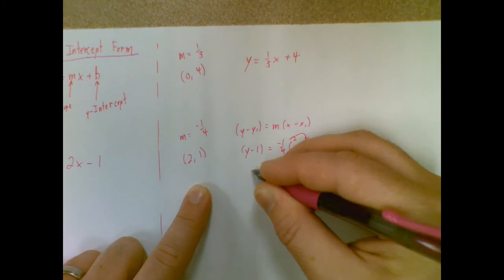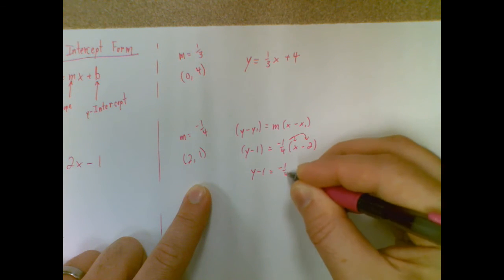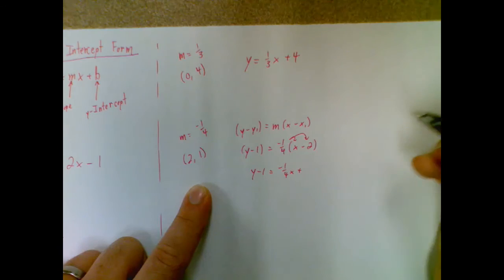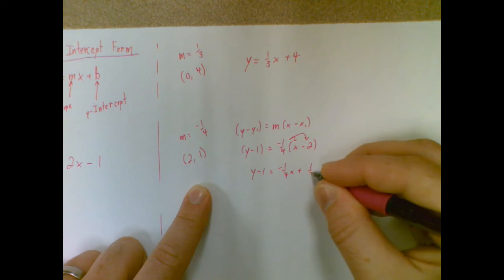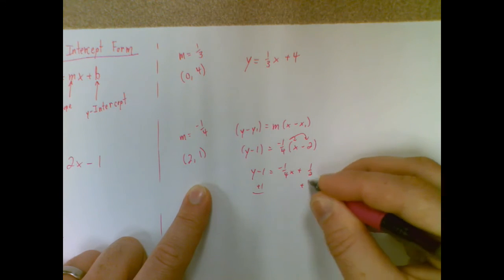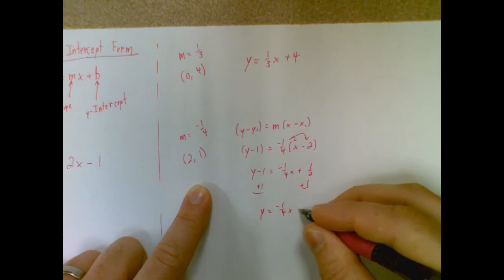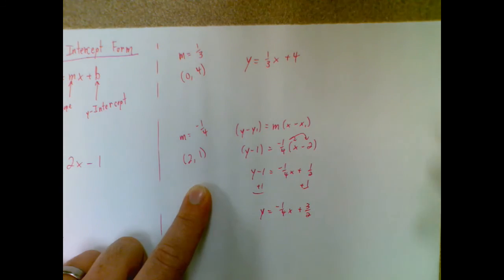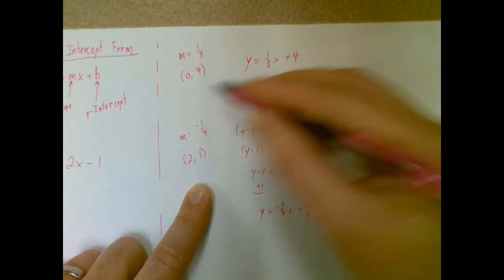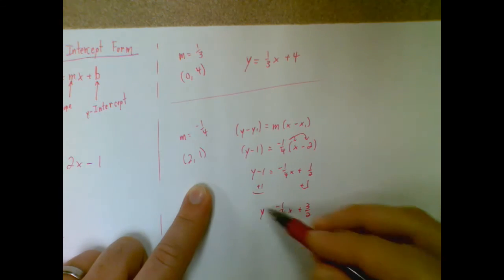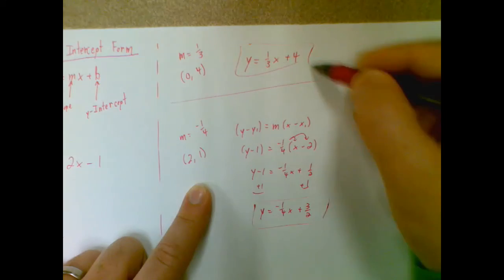So when I distribute, 2 negatives make a positive, so that'll be 1/2, add 1, and I end up with plus 3/2 or 1.5, however you want to write that. But that's kind of our other scenario. This one goes straight in, this one you have a little bit of work to set it up. But either way, you can get there.